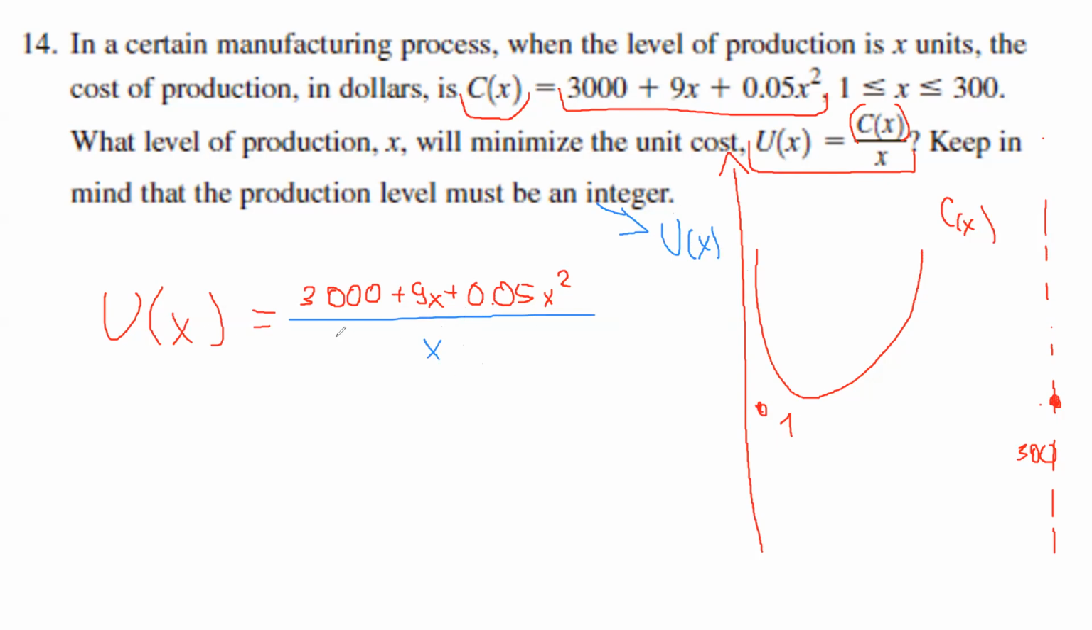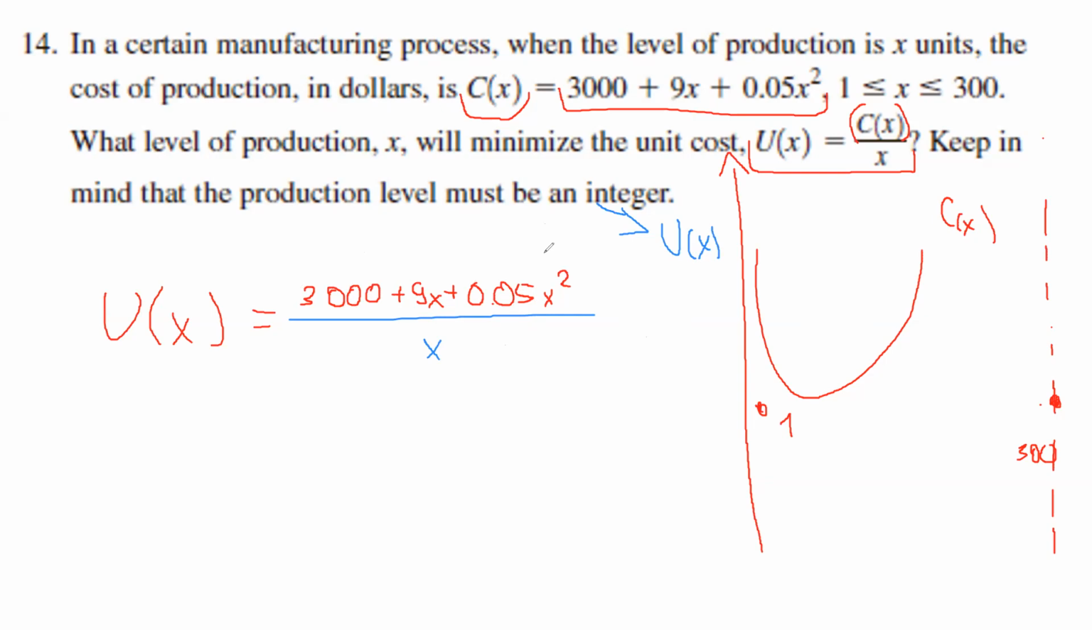And I also know that x is from 1 to 300. That's why x cannot be 0. If you put 0 in here, you didn't produce anything. How can you evaluate unit cost of this? You can't. So what can I do here?